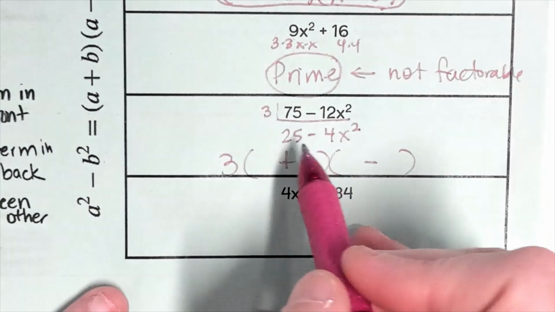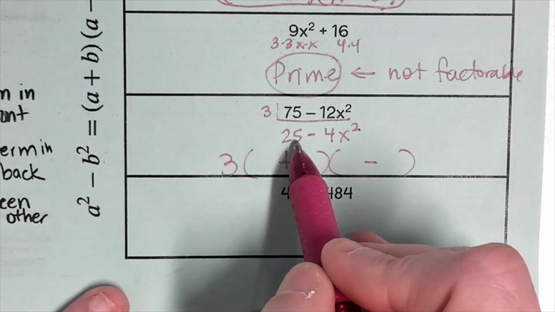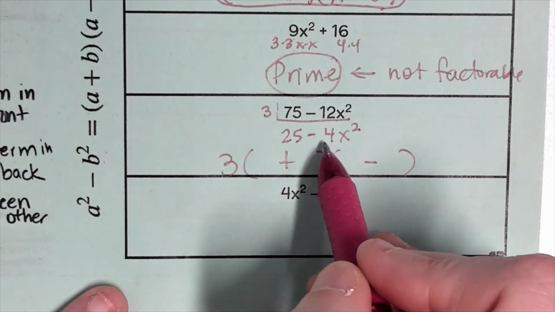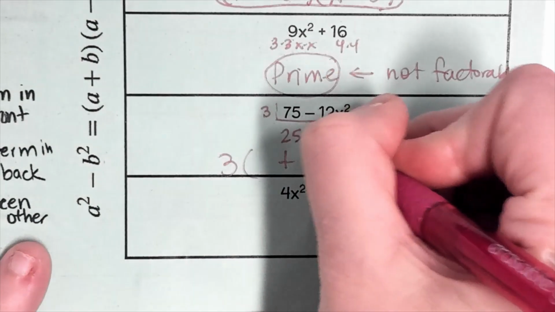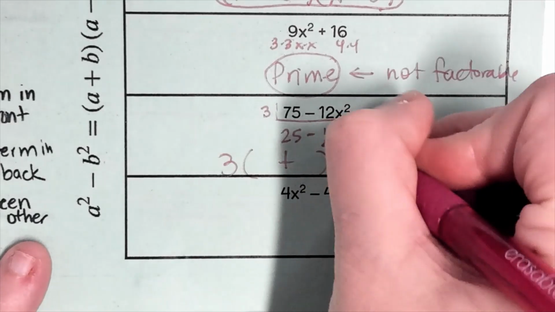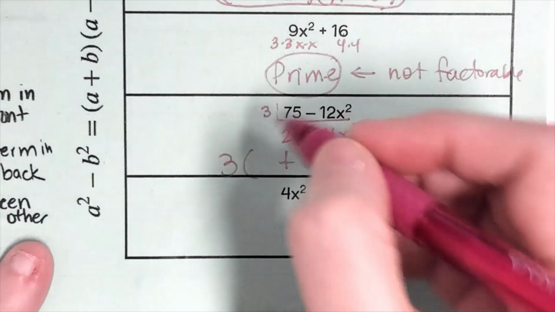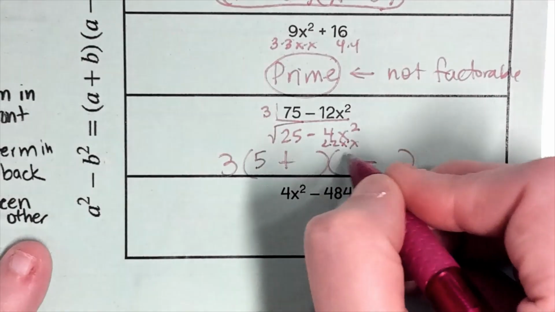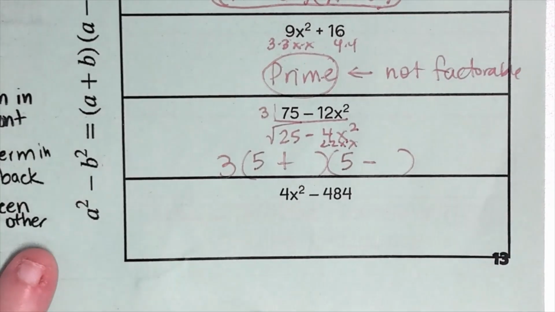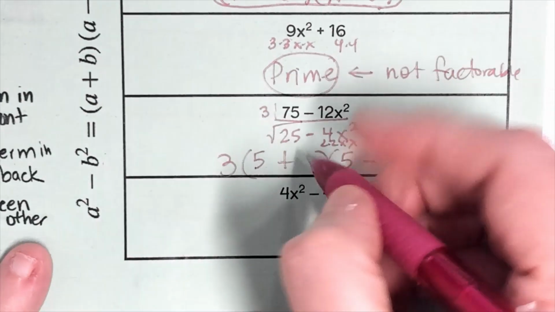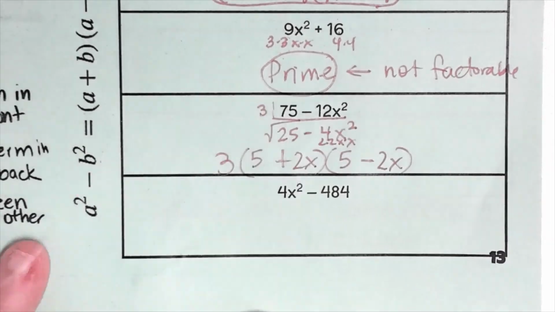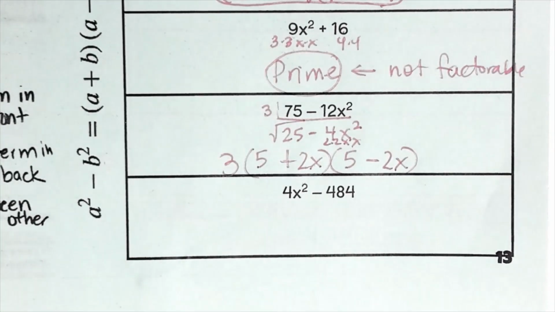Okay? So now 25 is a perfect square. It's 5 times 5. 4x squared is a perfect square because 4 is 2 times 2, and x squared is x times x. So I'm literally just going to take the square root of the first term. Square root of 25 is 5. That goes in the front. The square root of 4 is 2. The square root of x squared is x. The 2 x's go in the back. Plus and minus separates them.